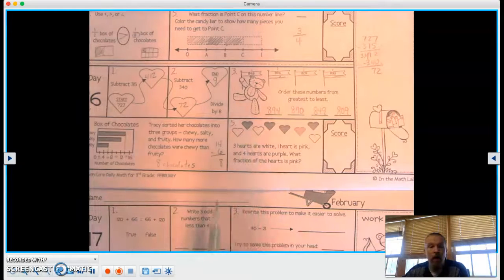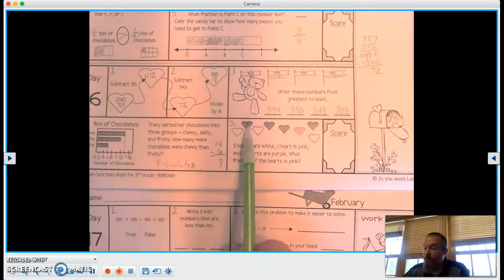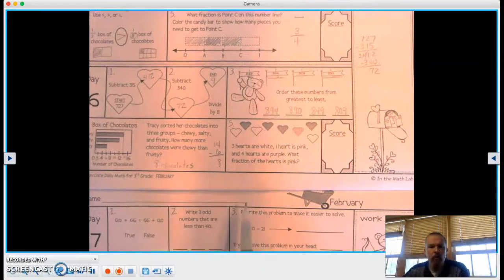Number 5, 3 hearts are white. 1, 2, 3. 1 heart is pink. And 4 hearts are purple. 1, 2, 3, 4. Okay. What fraction of the hearts is pink?